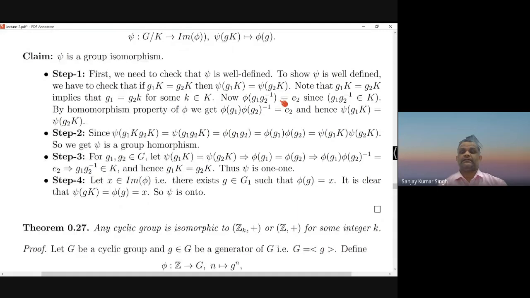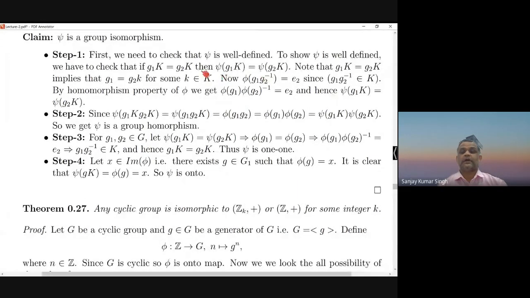So note that this means I have to check that psi of G1k is equal to psi of G2k. Note that G1k is equal to G2k. It implies that G1 is equal to G2k for some k in the kernel. So I can write G1 G2 inverse is equal to k. So it means G1 G2 inverse belongs in the kernel. Since G1 G2 inverse belongs in the kernel, phi of G1 G2 inverse is equal to identity by definition of kernel.